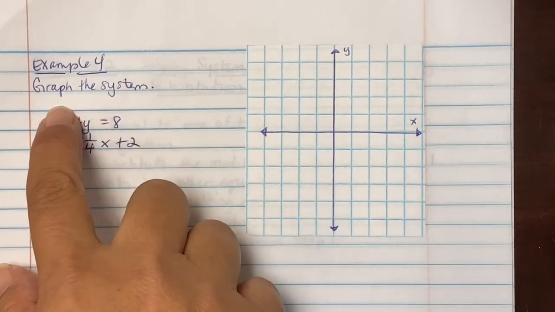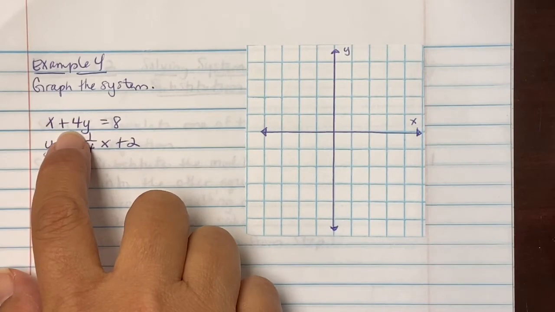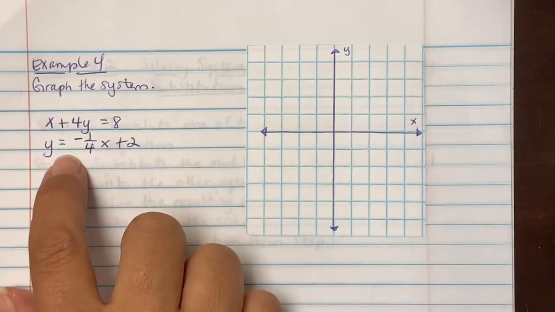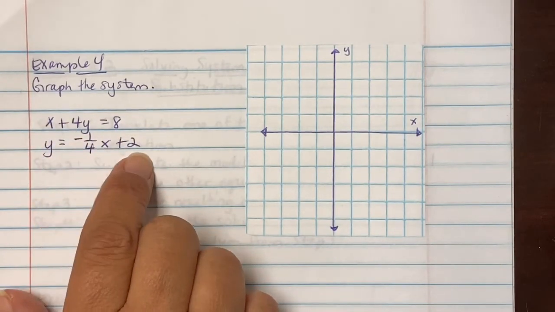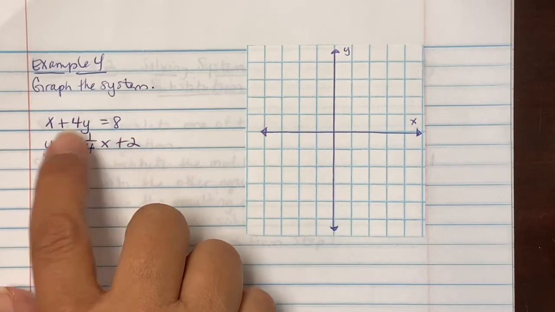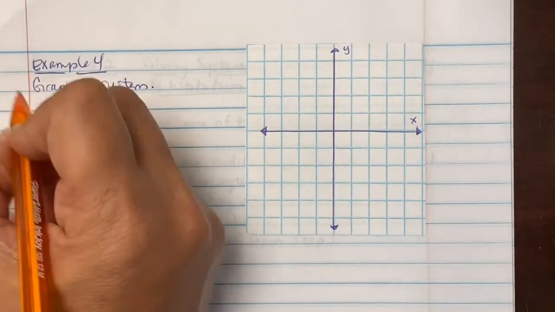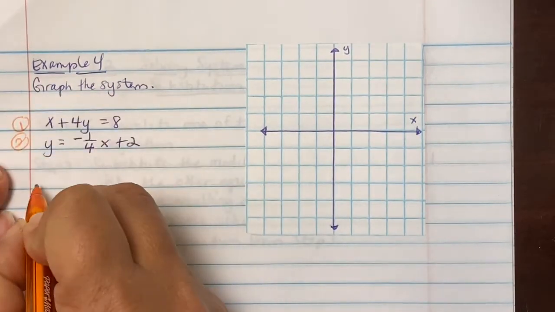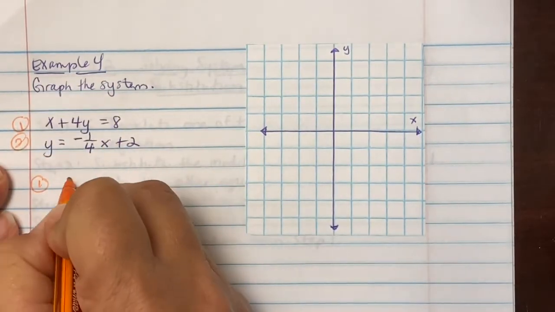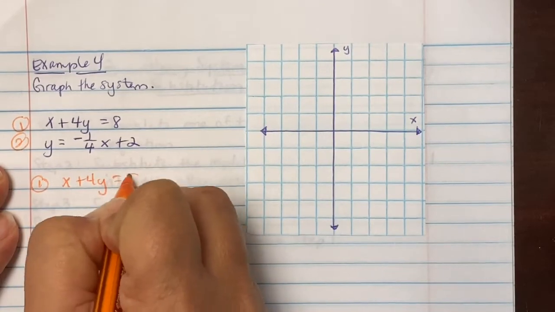Example 4 says graph the system. So we have x plus 4y equal to 8 and y equals -1/4 x plus 2. So the first one is in standard form. The second one is in slope-intercept form. So we're going to, again, number them 1 and 2. We're going to work with number 1 first. We have x plus 4y equals 8.